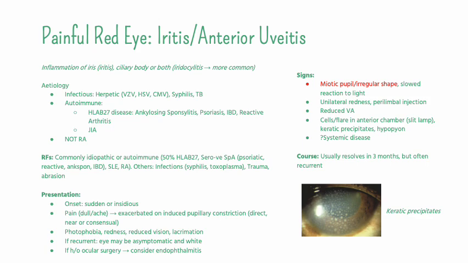Typically, it's unilateral. However, if it affects both eyes, it's most likely associated with systemic disease and more likely to become a chronic issue. The pain which patients experience is typically described as a dull ache, and it's exacerbated or induced by pupillary constriction, either direct, near, or consensual. Patients can also complain of photophobia, decreased vision, and watery eyes. If there is a history of ocular surgery, you should really consider endophthalmitis.